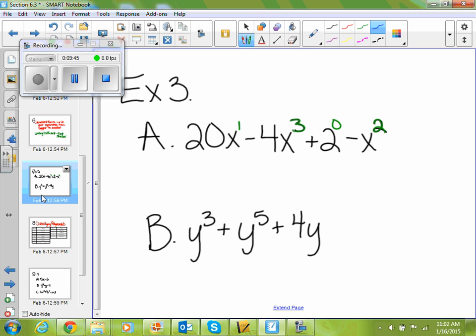Therefore, my biggest exponent is this 4x cubed. So I need to take this whole term, which includes the subtraction sign in front of it. So I'm going to take that whole term and I'm going to write that first. So minus 4x cubed. Okay, my next biggest exponent is 2. So I'm going to take this whole term, including the minus in front of it, and that's going to come next. So minus x squared.